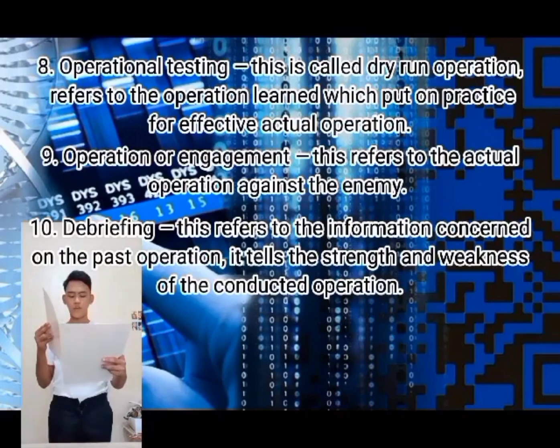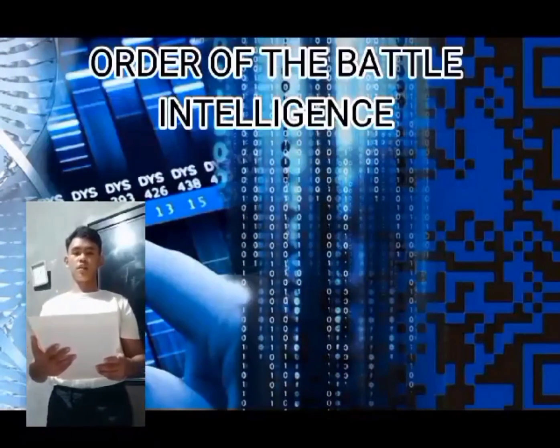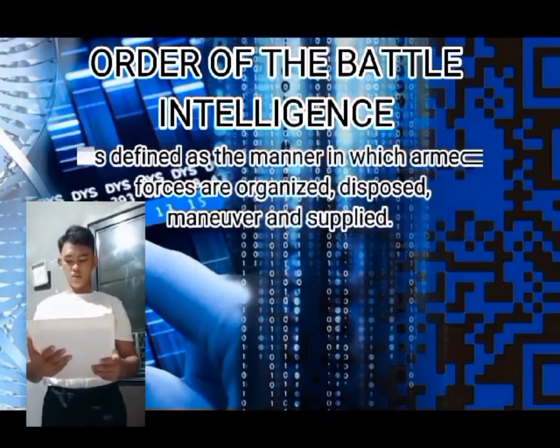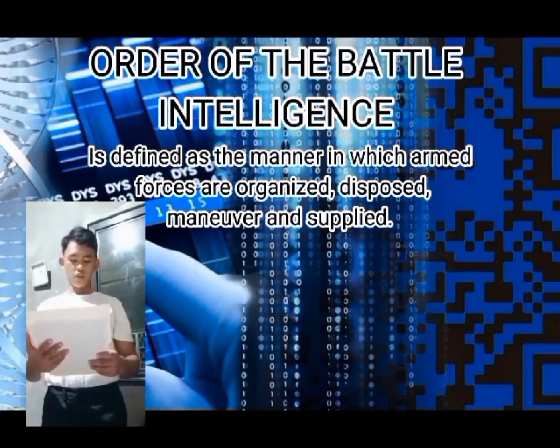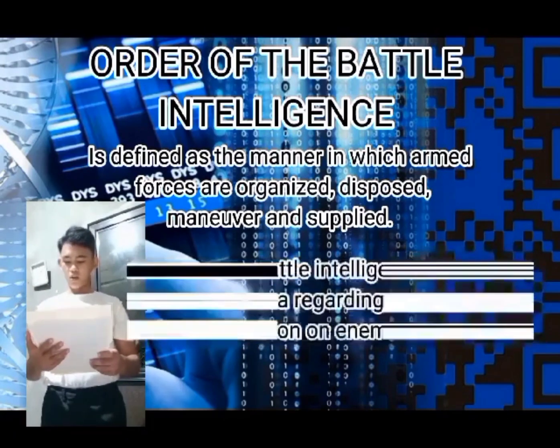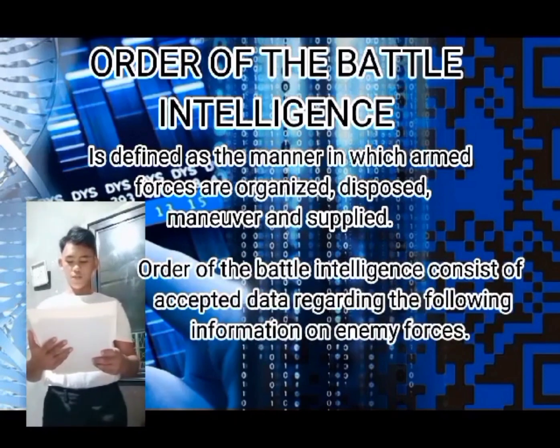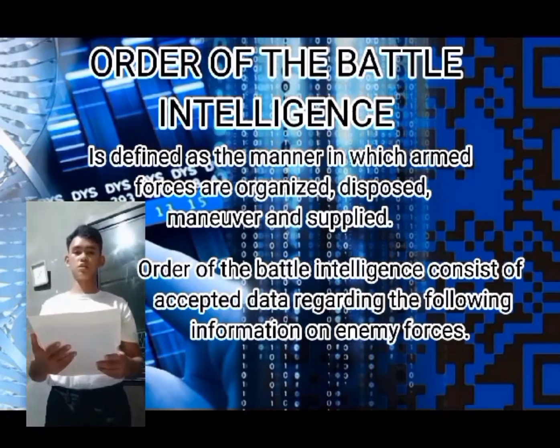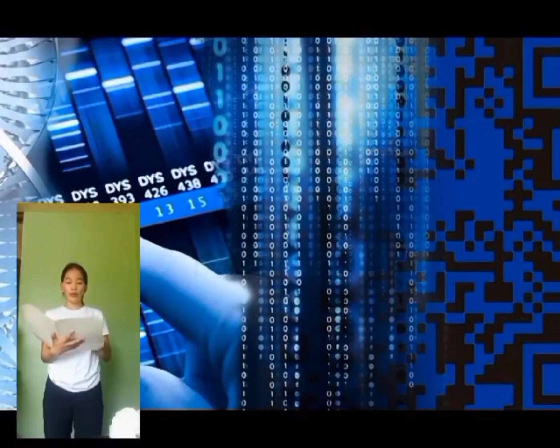10. Debriefing. This refers to information concerned on the past operation. It tells the strengths and weaknesses of the conducted operation. Order of battle intelligence is defined as the manner in which armed forces are organized, disposed, maneuvered, and supplied. Order of battle intelligence consists of accepted data regarding the following information on enemy forces. There are 10 order of battle intelligence factors.